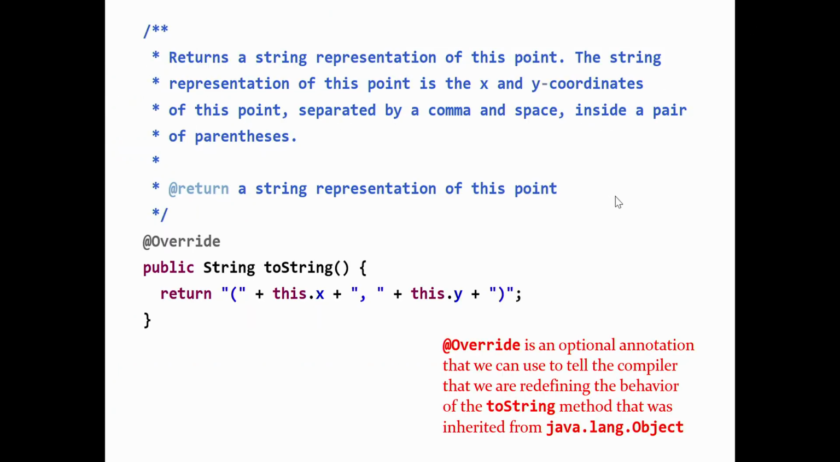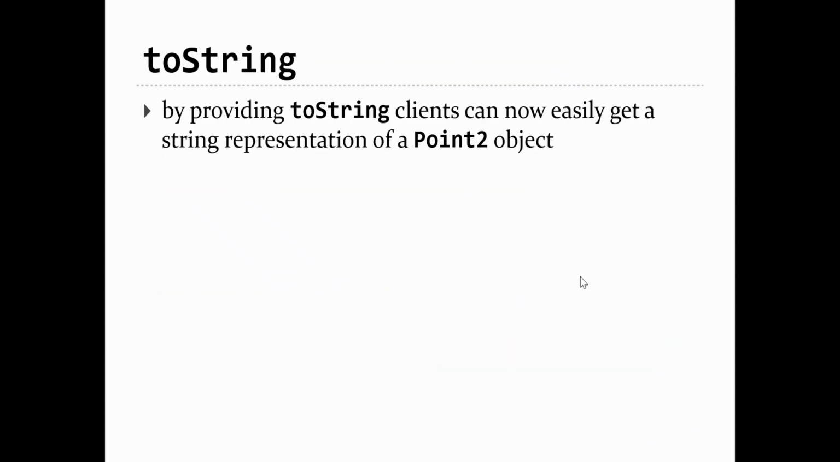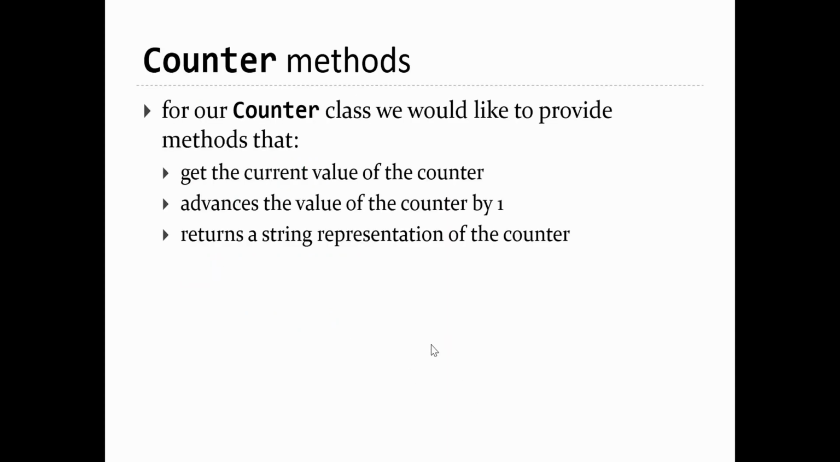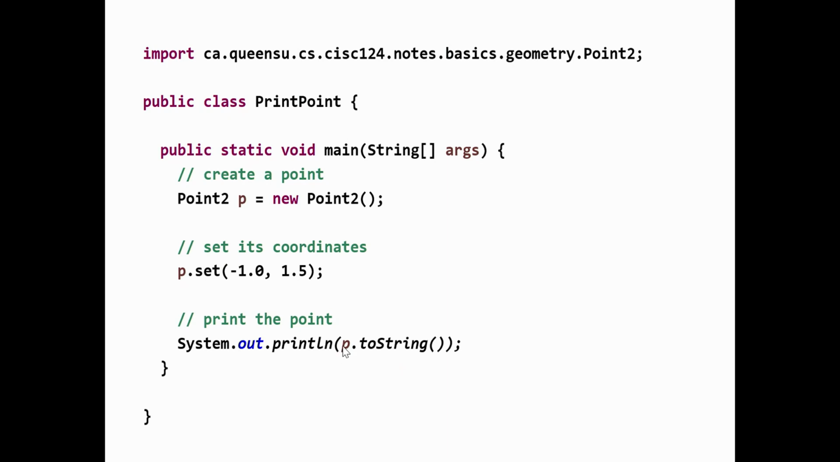All right, any questions about that? Super. Okay, so now I can make a point, I can change its coordinates, I can print the point using toString. Or you can just write p here, and you probably should just write p here.